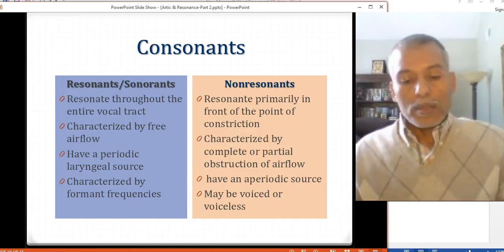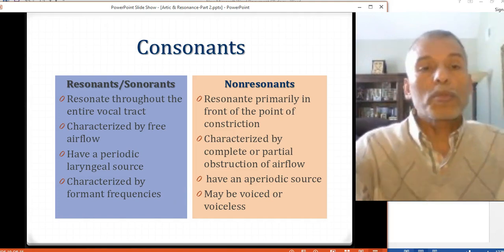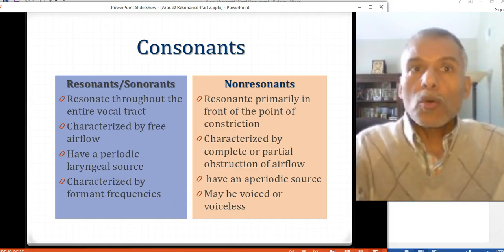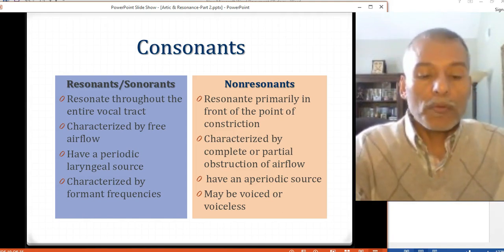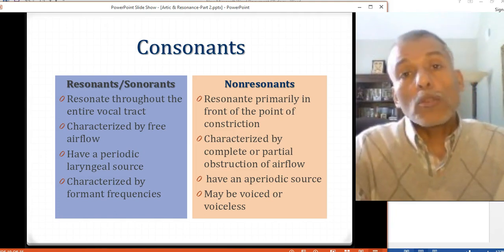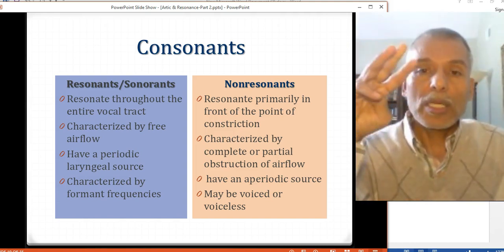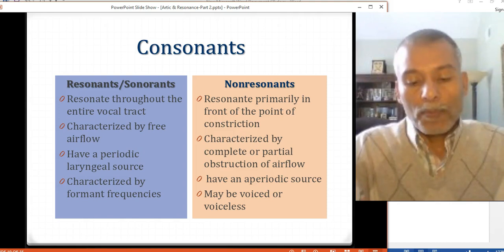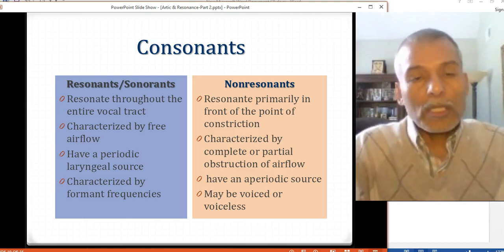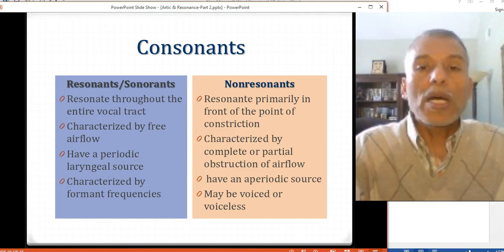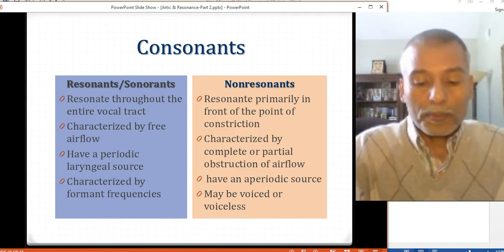So consonants are grouped into two groups. One is called resonants or sonorants. Both of them are two names for the same thing. And one group is called non-resonant sounds. We are speaking again only about consonants. And in order to describe a consonant, we use three characteristics that we'll speak about later. But generally, what is the difference between sonorant sounds and non-sonorant sounds, or resonant sounds and non-resonant sounds?